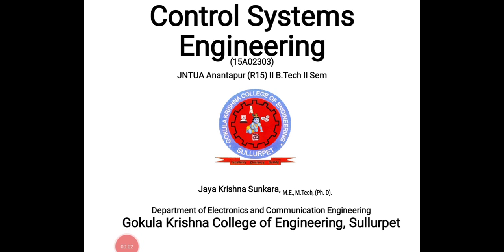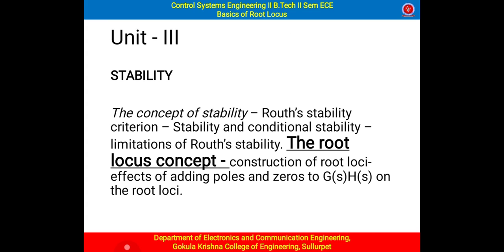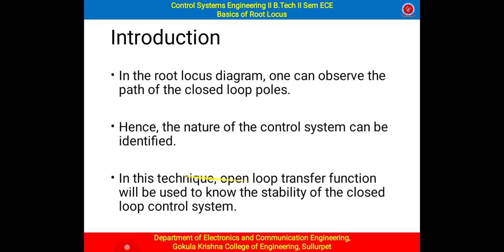Good evening. In this video we are going to discuss the root locus concept. In the previous classes we have discussed the Routh table and RH criteria. The purpose of RH criteria is to know the stability condition of a control system, and the root locus is also used to know the stability condition of a control system.